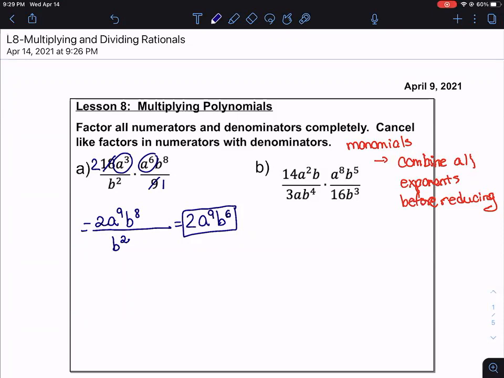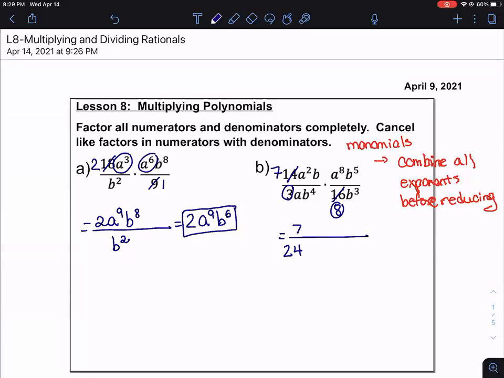If you want to just at least check the coefficients, 14 and 16 have 2 in common, 7 on top, and 8 on the bottom. Now, that would leave me with a 7, and then the 3 times 8 would leave me with 24. If I could continue to reduce that, I would, but in this case, I cannot.